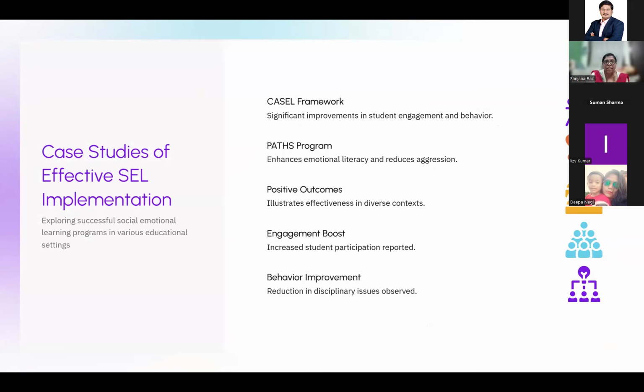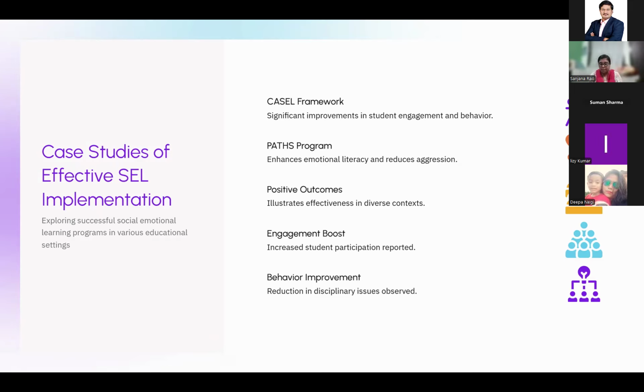Yes. Next is case studies of effective social emotional learning implementation. So we have to explore successful social emotional learning programs in various educational settings. Framework, in the sense, brings a significant improvement in student engagement and behavior. When they engage in this, definitely we will see some changes in how their behavior is.